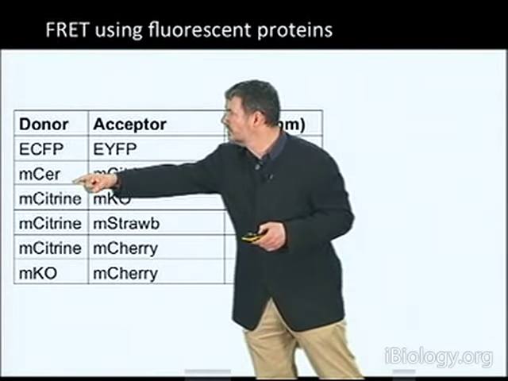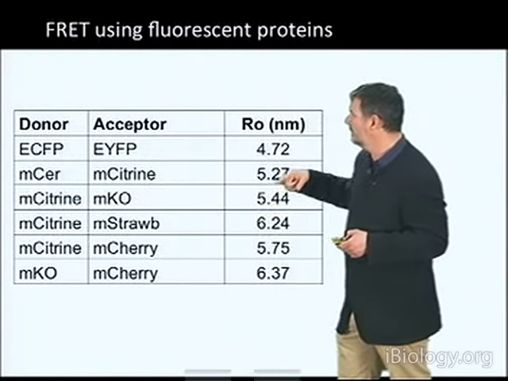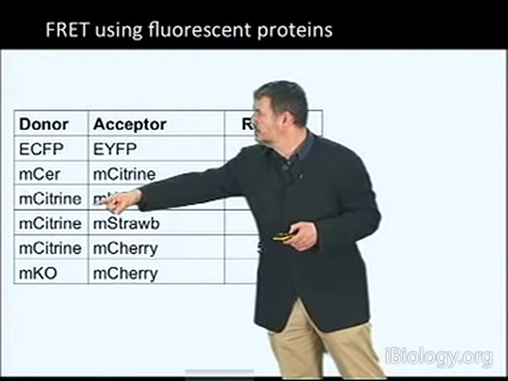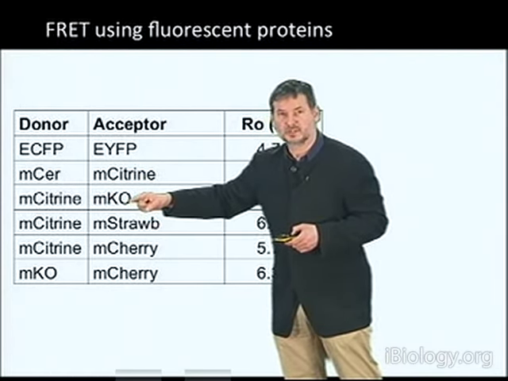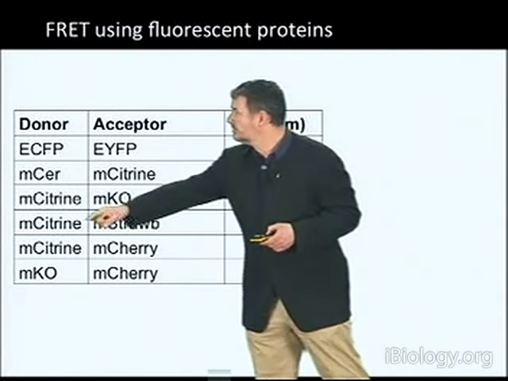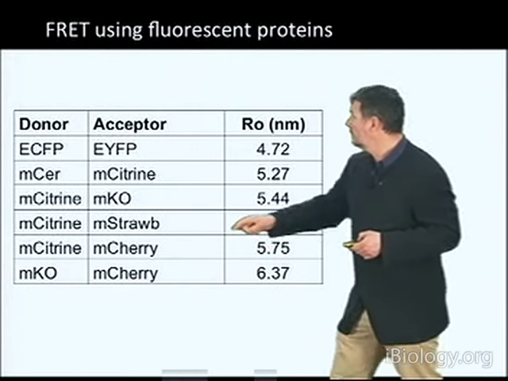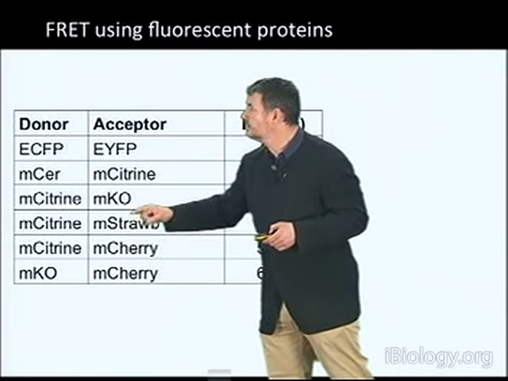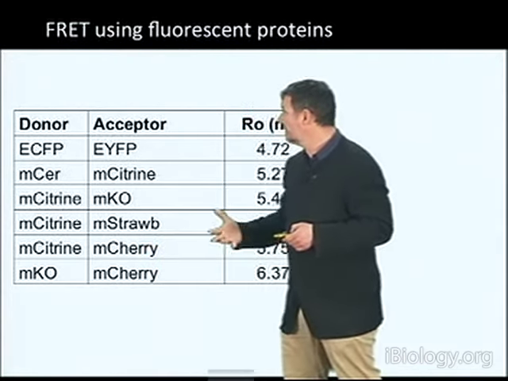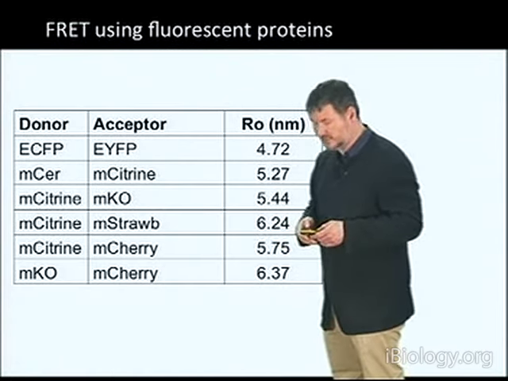So, for example, cerulean is a variant of cyan fluorescent protein, and with the acceptor citrine, which is a variant of the yellow fluorescent protein, it already has an R0 of 5.3. Now, if you use citrine as a donor instead of an acceptor, and an orange fluorescent protein as an acceptor, we go to almost 5.5 nanometers. If you use citrine with a red fluorescent protein as acceptor, we go close to 6 nanometers. These are typically the pairs that we use at the moment to detect FRET, especially this one over here, citrine and cherry, because they have very good folding properties, and therefore it's very good to measure interactions in cells, with an R0 close to 6 nanometers.